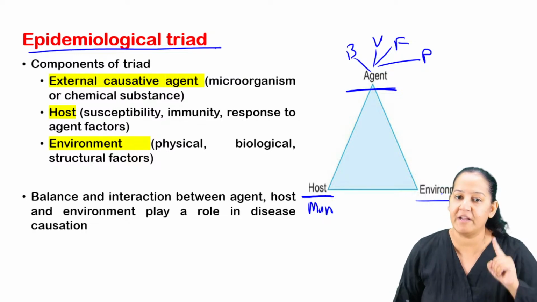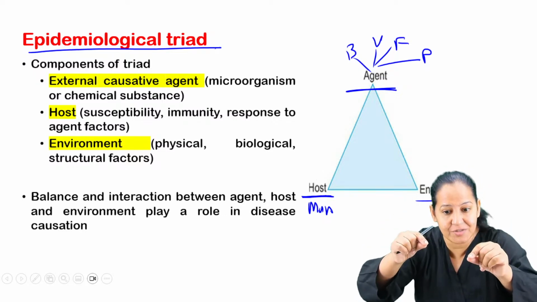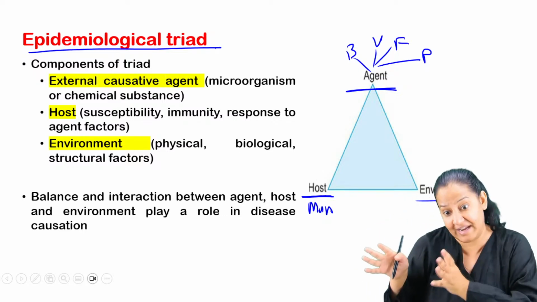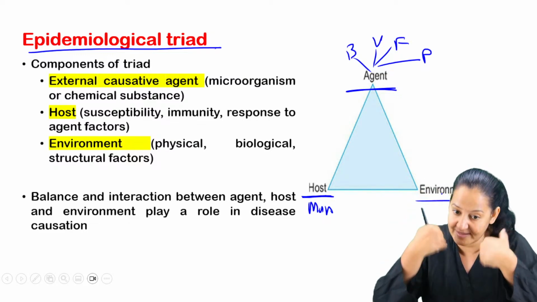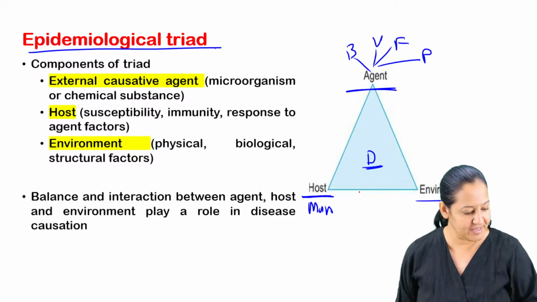And there should be an environment in which both of us are present. So there is an environment in which man is present and the agent is also present. We are interacting with each other in an environment so that the agent enters me and causes the disease. So for causing disease, three things are required. What are the three things required?